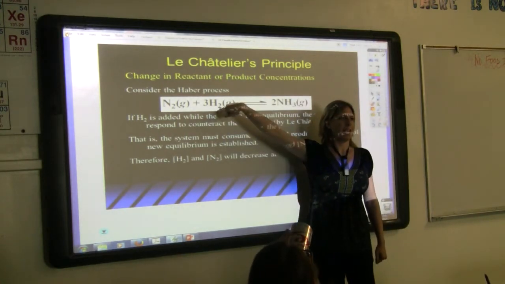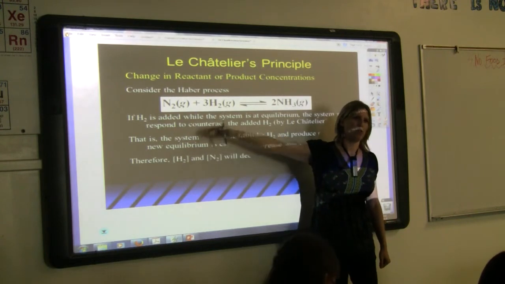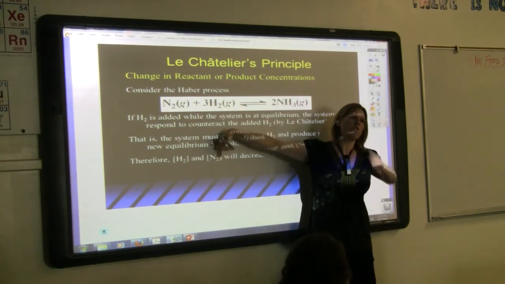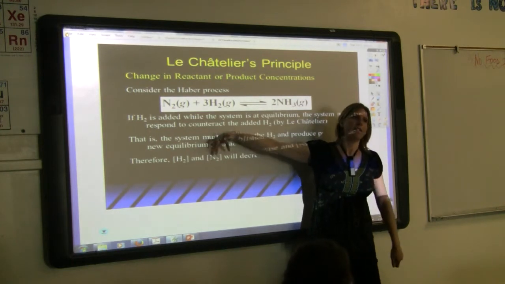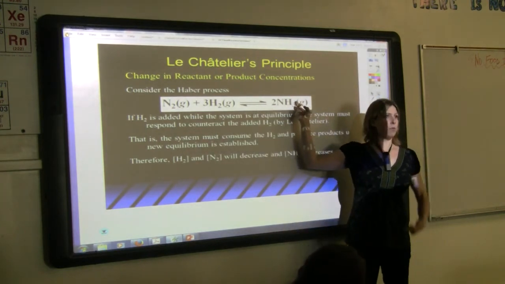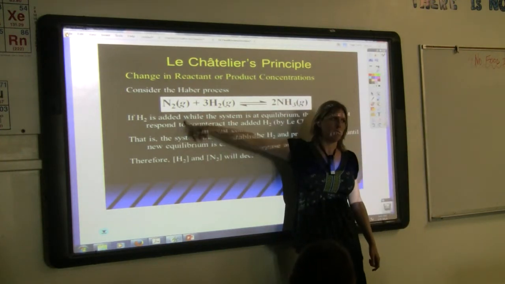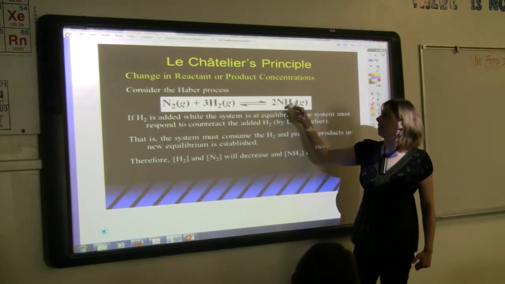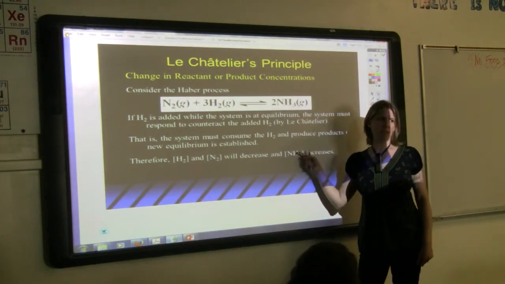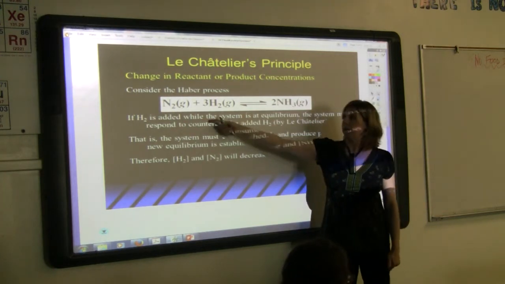So if I add H2, I now made this side of the teeter-totter heavier, right? So it's going to go down. Well, which way do I need to go to make it even back out? Right, so I need to go to the right and make more. Same with the N2. If I add more of that, it's going to go this way. Now if I add to this side and make it heavier, which way does it have to go to balance back out? It has to go that way.